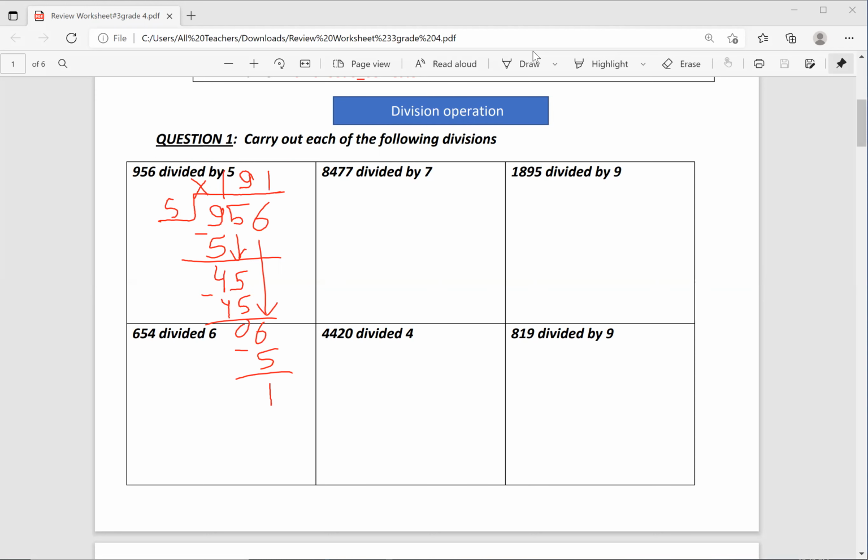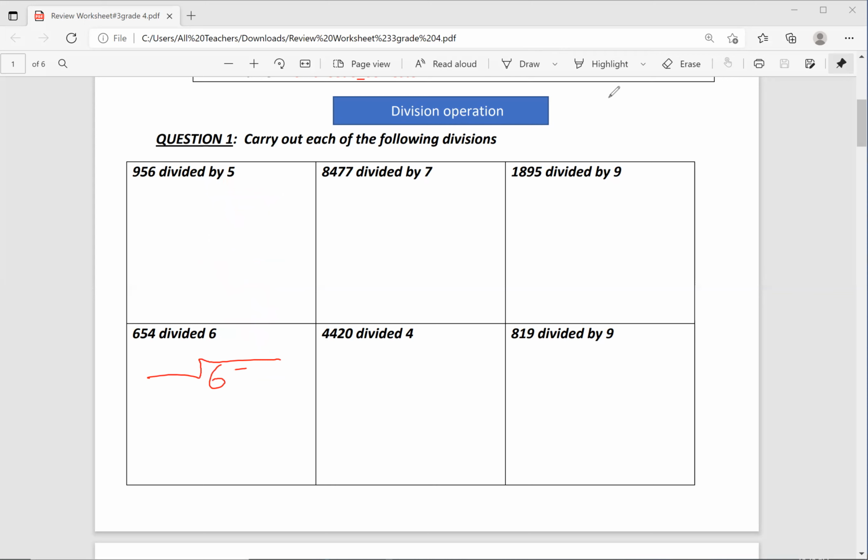So let us now go, because all of them are the same. So for example, if I just choose whatever, well, actually, I'm going to choose this one, 654 divided by 6. Now we take the 6. 6 times 1, it's 6. Minus 6 is 0. We bring down the 5.